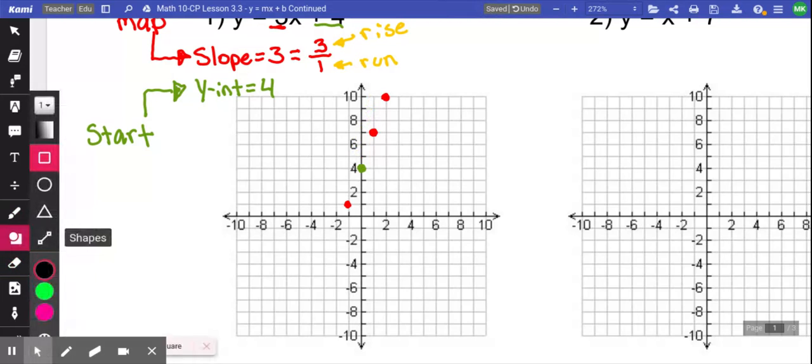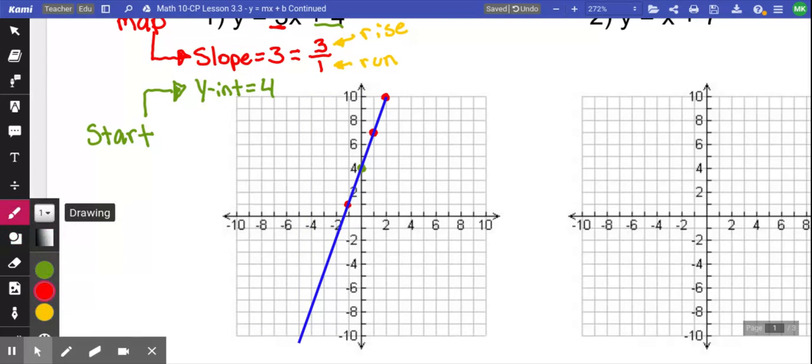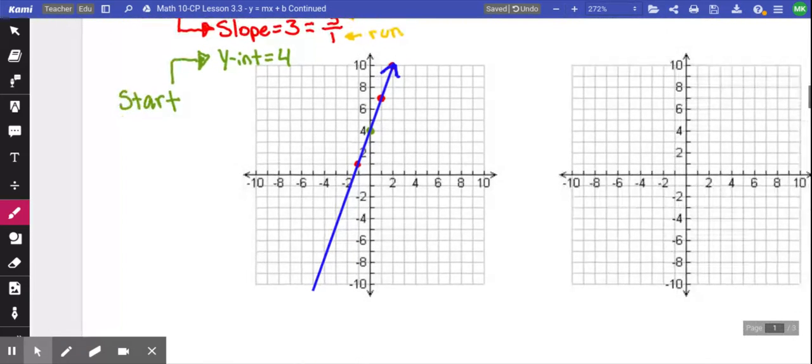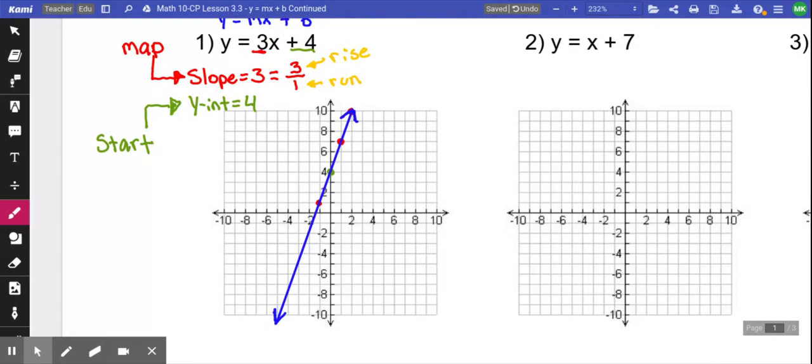So you want to take a ruler and you want to create a nice line that connects through all of our points that we just did. And that would be our equation or our graph for the equation y equals 3x plus 4. This line represents that equation.